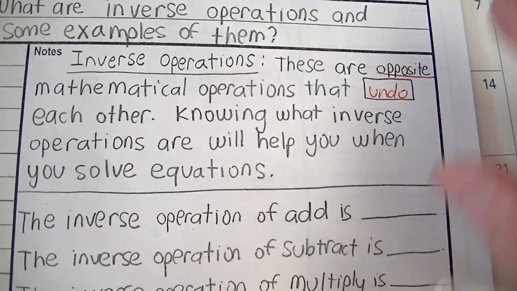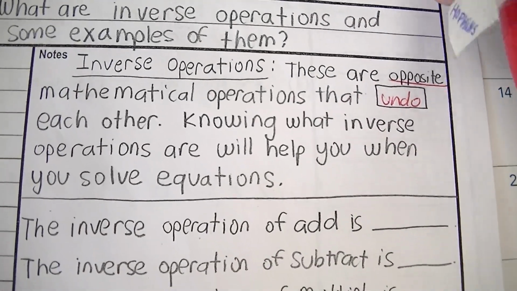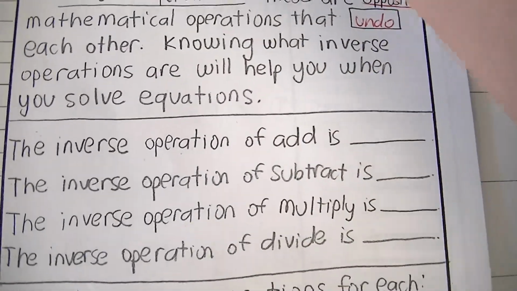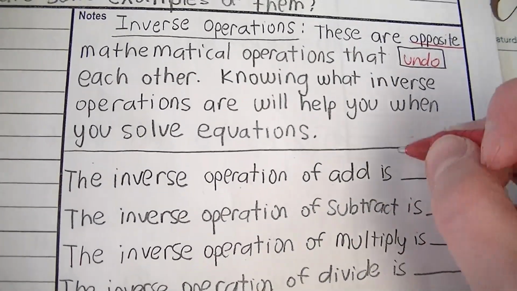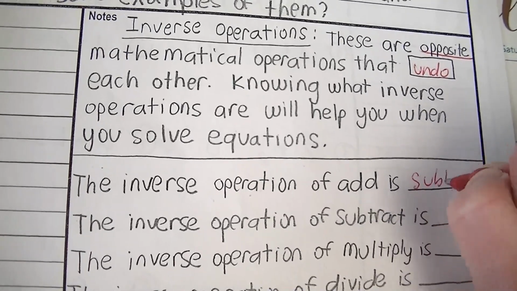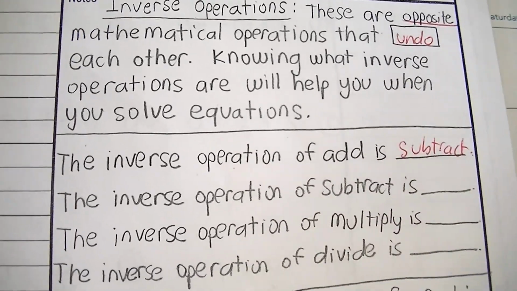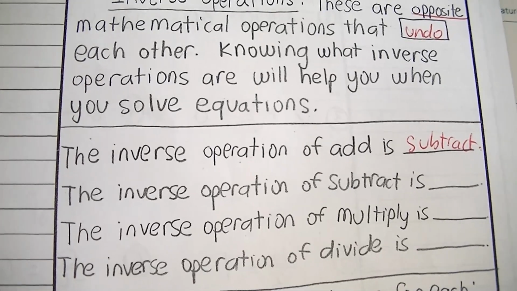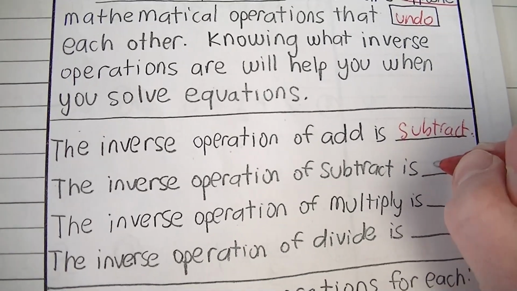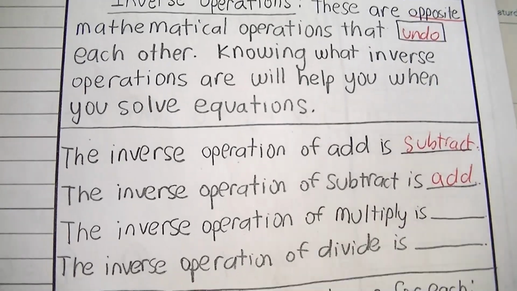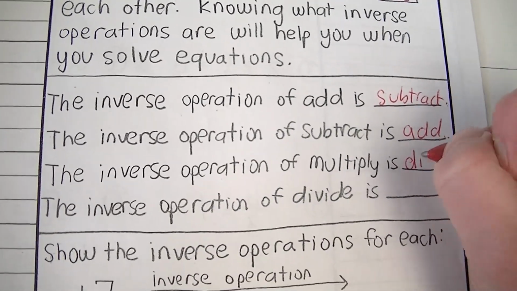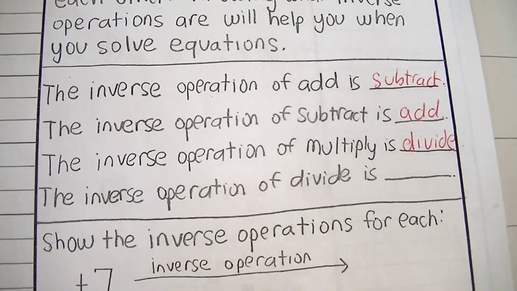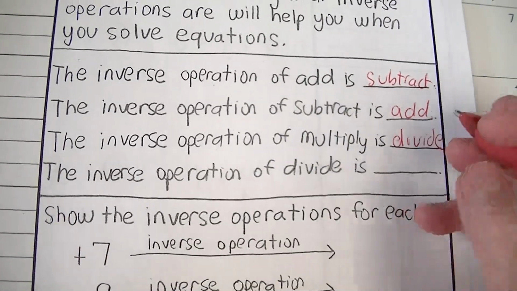So as it mentions above, inverse operations are opposite operations that undo each other. So the inverse operation of add is to subtract. The inverse operation of subtract is adding. The inverse operation of multiply is to divide. And the inverse operation of divide is to multiply.